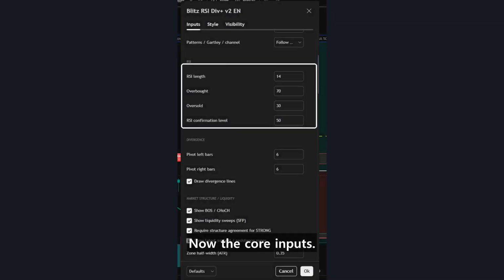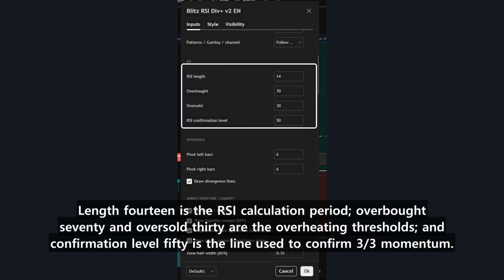Now, the core inputs. The RSI group. Length 14 is the RSI calculation period. Overbought 70 and oversold 30 are the overheating thresholds. And confirmation level 50 is the line used to confirm 3-3 momentum.